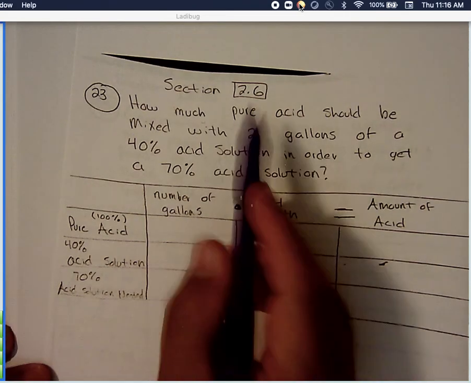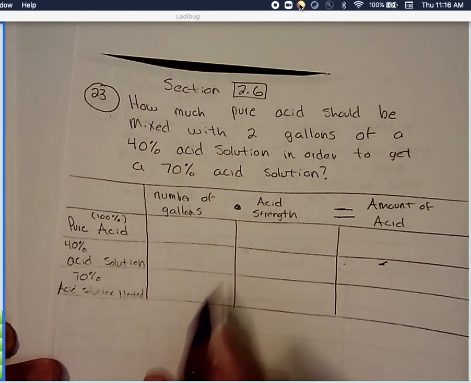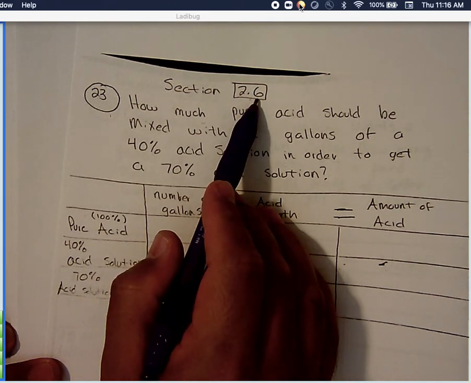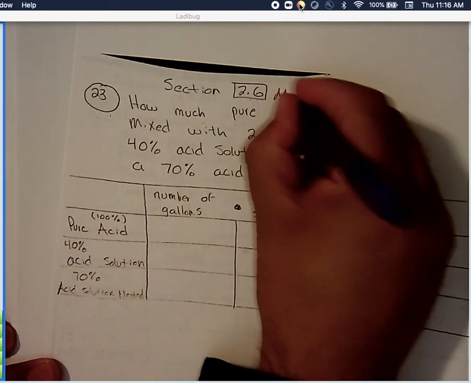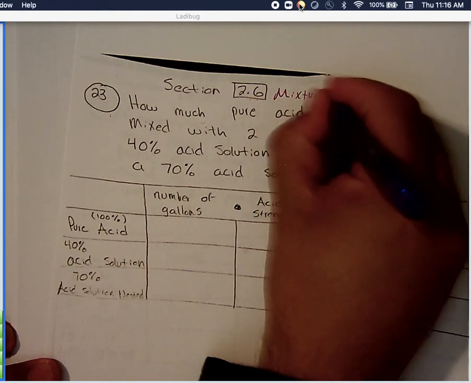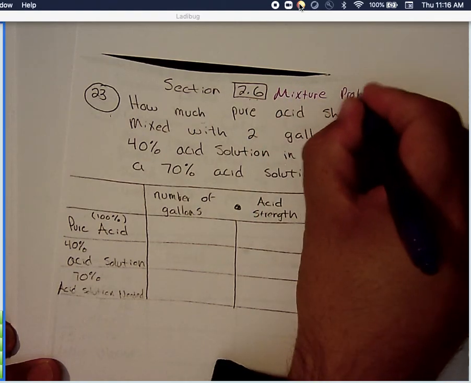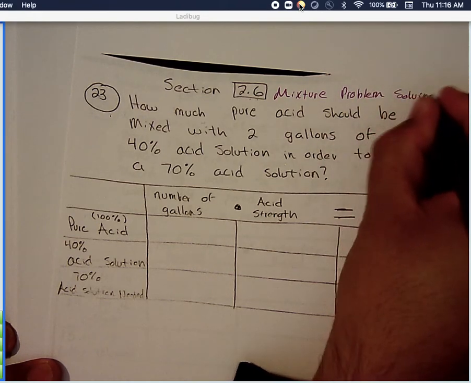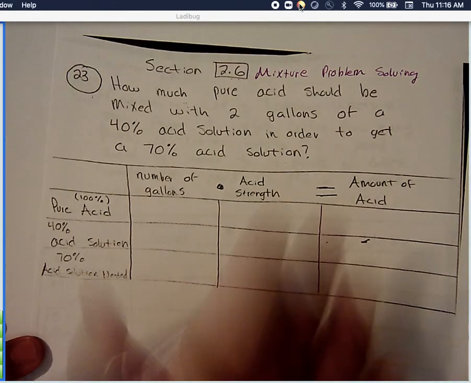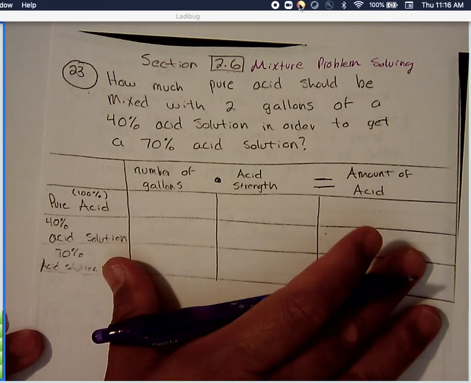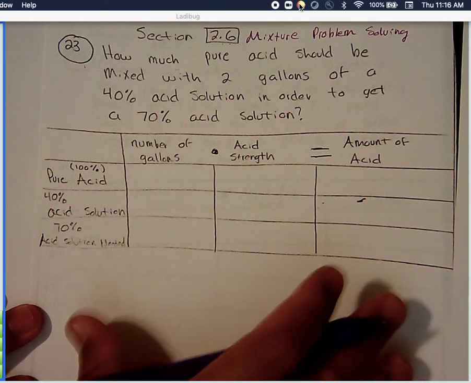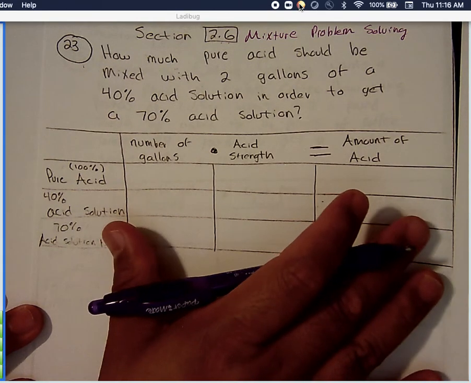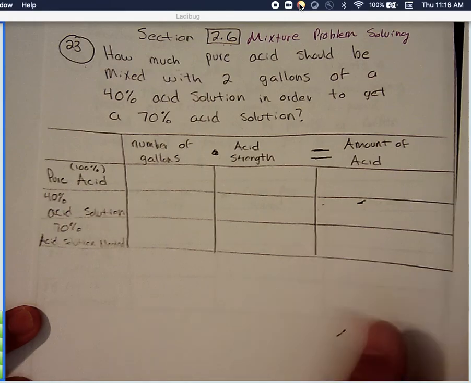So now I'm gonna do the mixture problems, section 2.6, and this is gonna be the mixture problem solving. Okay, the book, they want the table, so I'll show you the table and I'll show you, I think, the easiest way, and then the book, and I'll explain, makes it a little bit more complicated than it should be.